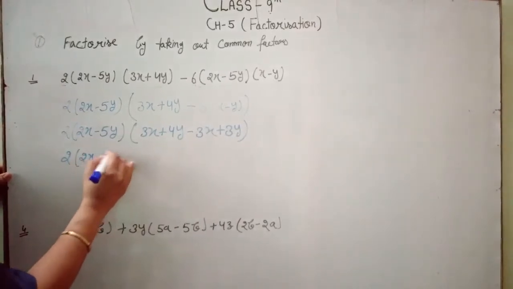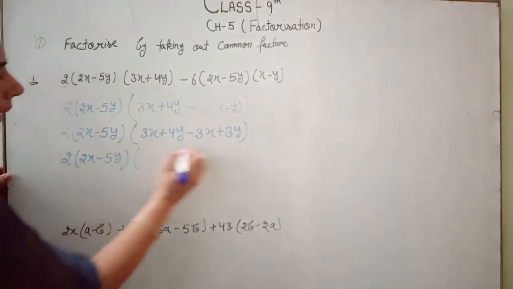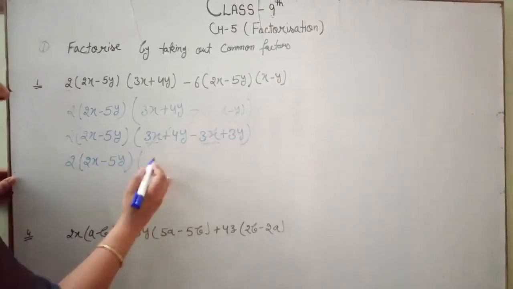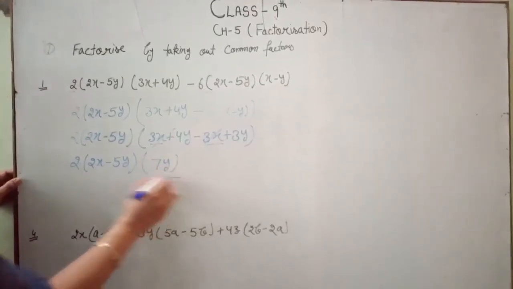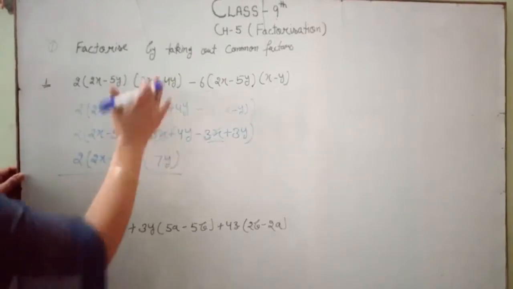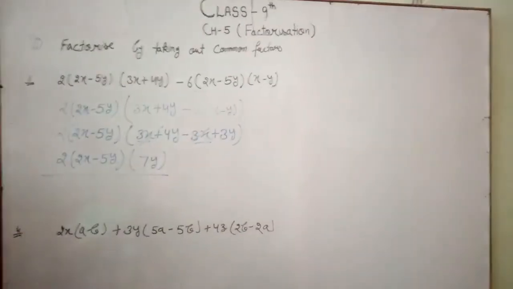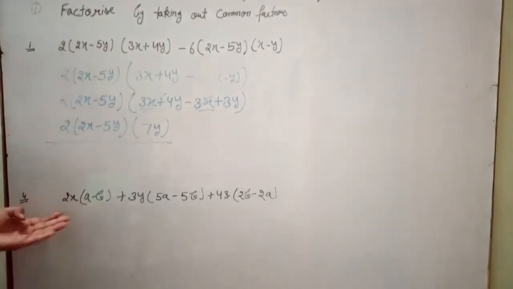Again 2x minus 5y, then 3x minus 3x cancel out. Again 4y plus 3y totals 7y. Then 2 is a factor of this expression, 2x minus 5y is a factor of this expression, and 7y is also a factor of this expression. This is our first question. Then question first, part number 4.